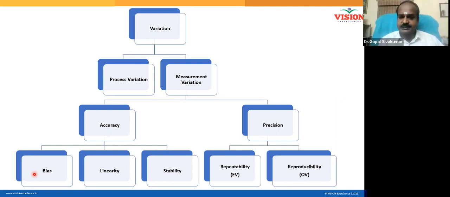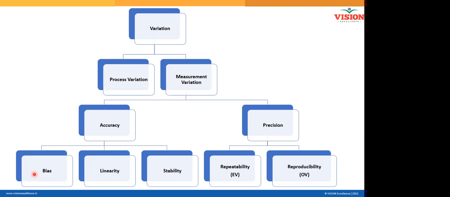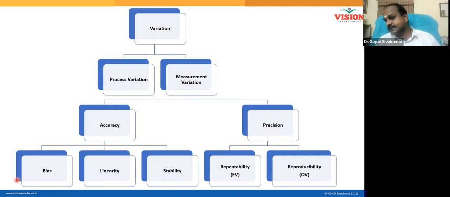How much is the bias? 107 minus 100. 7 is the bias. As the bias increases, you proportionately become inaccurate. If the bias is 0, then you are fully accurate. All of you understand bias? Yes.